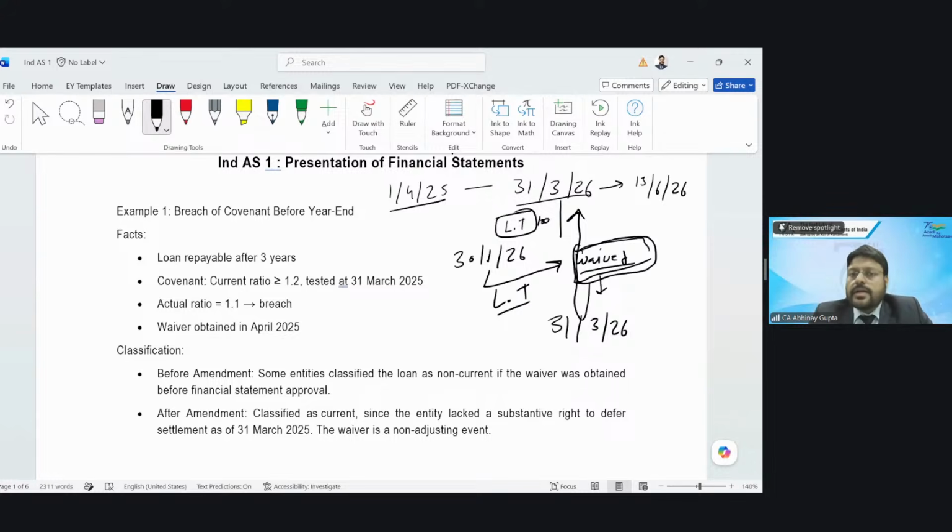So if in your examination a question comes on this waiver, you need to keep in mind that the earlier, older version prior to the amendment of Ind AS 1 said that the waiver could be obtained on or before the approval date of the financial statements. But now the revised or amended version of Ind AS 1 says that the waiver has to be obtained on or before the year end itself. Is that clear to everybody? Right?